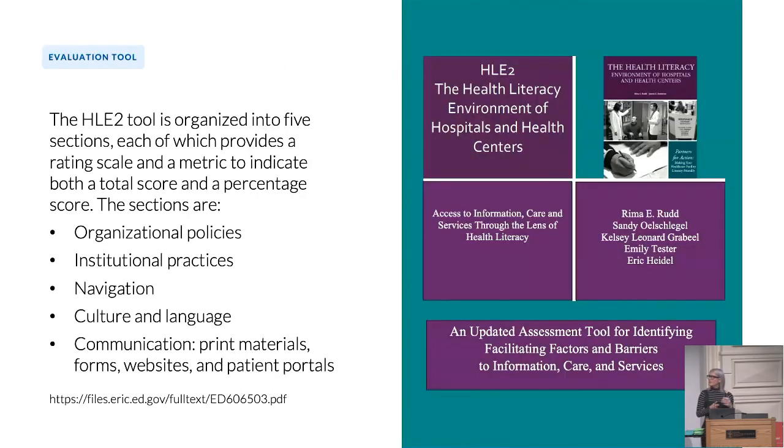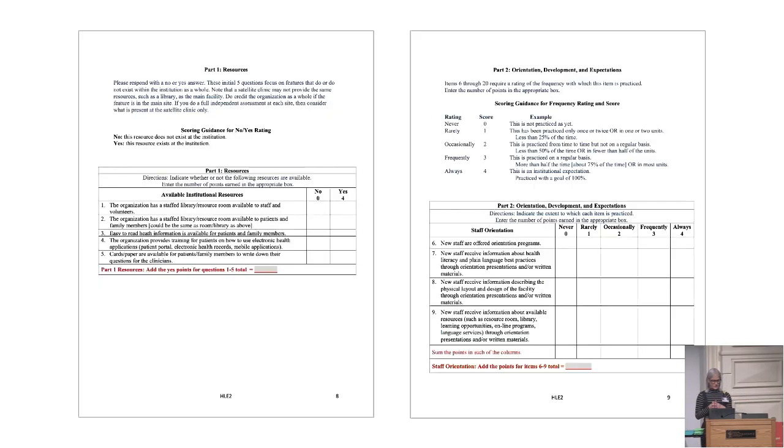So one of the things that I know, I actually think Cliff is the one who introduced me to this guide here, is there's a health literacy environment tool that's available to everybody, and I put the link here in the slides, and I believe we'll share these with you. This is a guide that will help you ask questions about whether we're building a health literate environment in our organization. So it covers things like organizational policies, institutional practices, navigation, culture and language, and communication, so print materials, forms, websites, and patient portals.